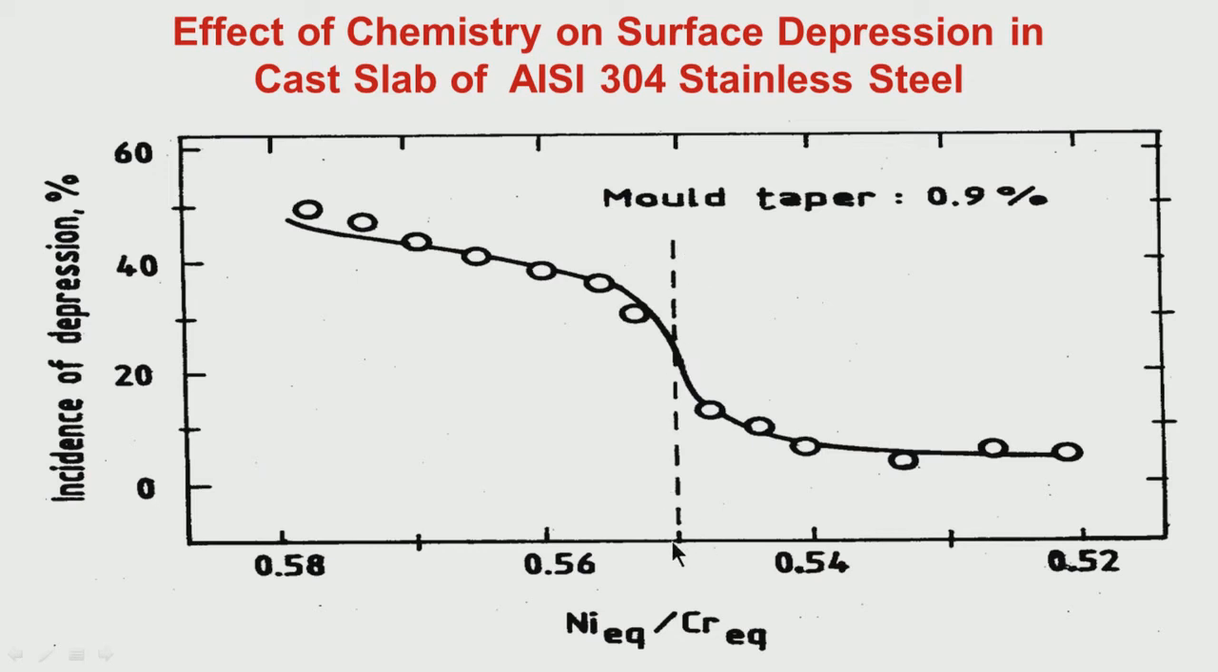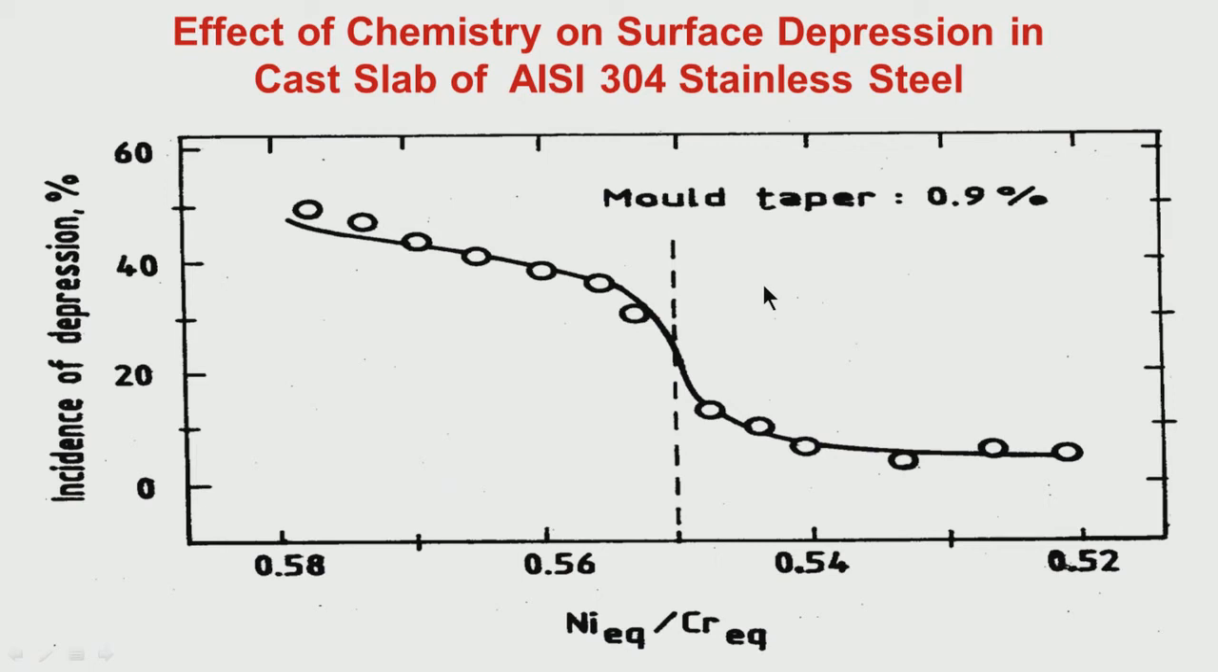I had mentioned earlier that 0.55 is the chemistry beyond which, that means when nickel equivalent by chromium equivalent is more than this, the peritectic reaction starts. So that is why 0.55 has a lot of significance. It is like 0.1% for carbon steel. In the iron carbon diagram, you find the peritectic reaction starts from 0.1%. So normally that chemistry, 0.1%, is called the so-called peritectic grade.